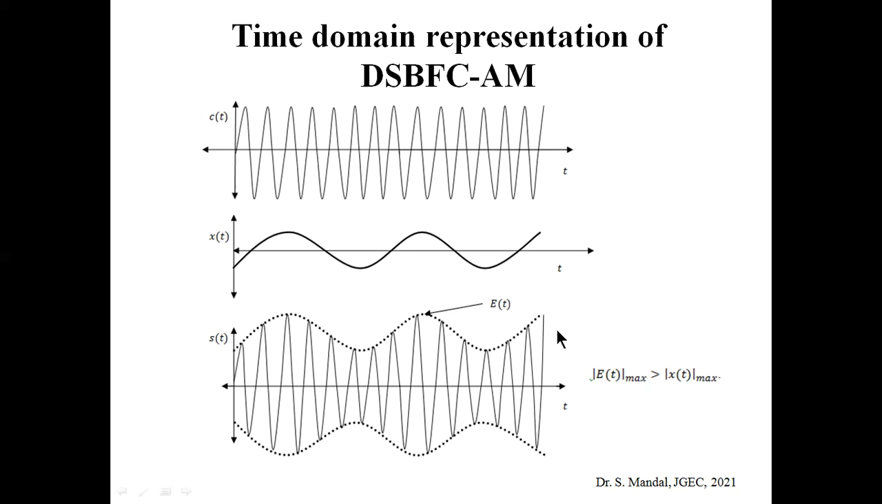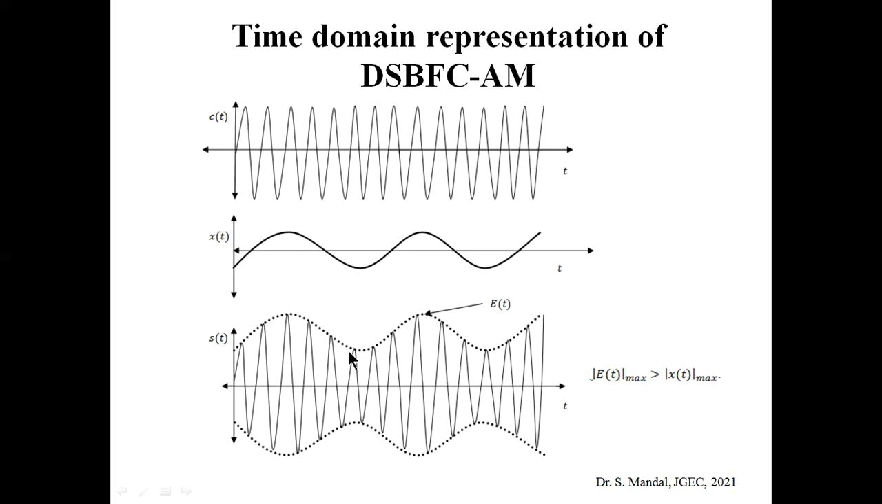Okay, and another important conclusion that should be kept in mind is that the maximum amplitude of the envelope should be greater than x(t) max, or we can say e(t) max. If the amplitude of the envelope is less than x(t) max, that means this one, x(t) max, from this point to this point, what will happen if e(t) becomes less than x(t) max?